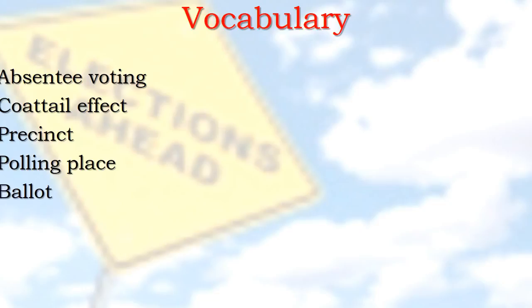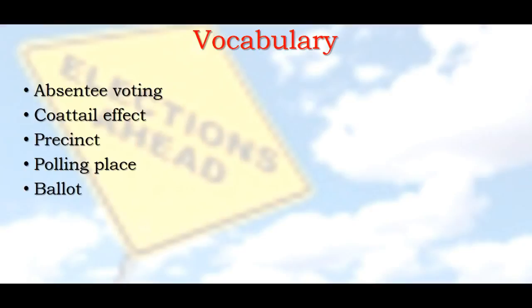Here are terms that you'll hear throughout this lesson: absentee voting, coattail effect, precinct, polling place, and ballot.